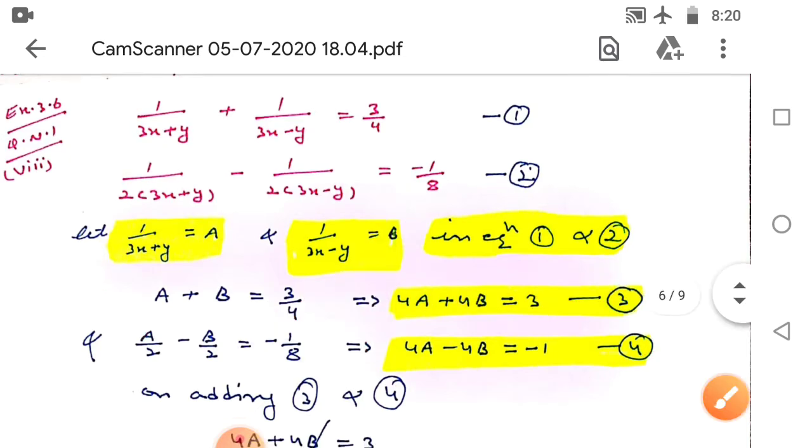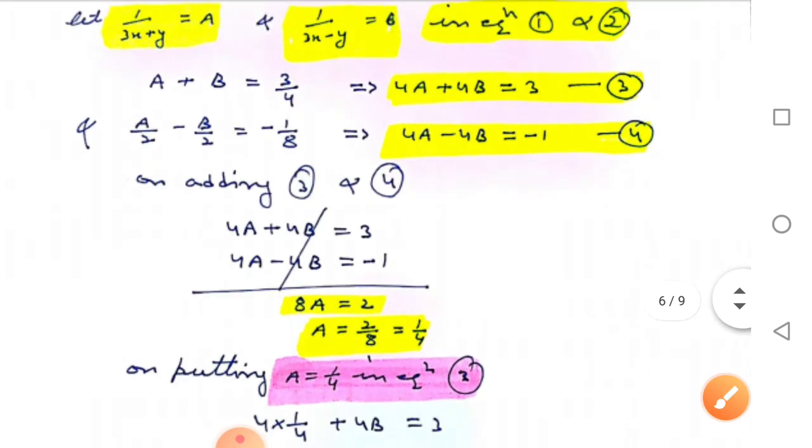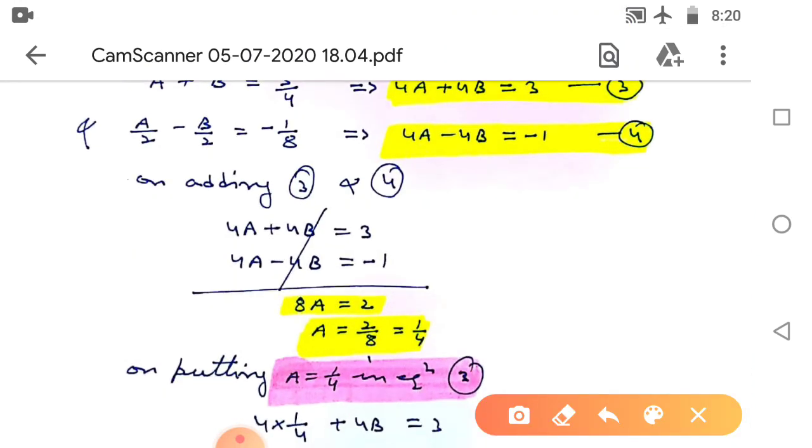Now on adding 3 and 4, that is 4a plus 4b is equal to 3, 4a minus 4b is equal to minus 1. So 8a is equal to 2 and a is equal to 2 by 8, that is 1 by 4.